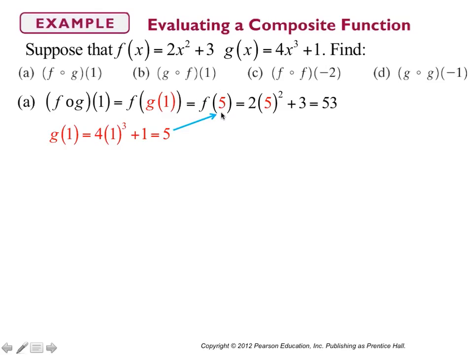And now all I have to do is take my f of x function and plug 5 in. So I have 2 times 5 squared plus 3, which is going to give me 53 here. So that would be my solution for f of g of 1.